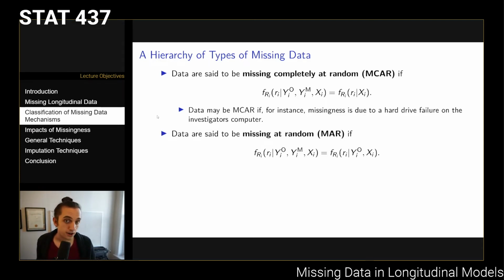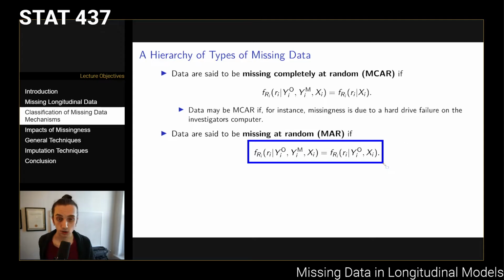Now we say that data are missing at random, and we abbreviate that as MAR. If instead of it being totally random, it only depends on the things that we observe. So the conditional distribution given the observed, the missing, and the additional covariates only depends on the observed and the additional covariates. So in other words, the missing values are not informative as to the missingness mechanism.